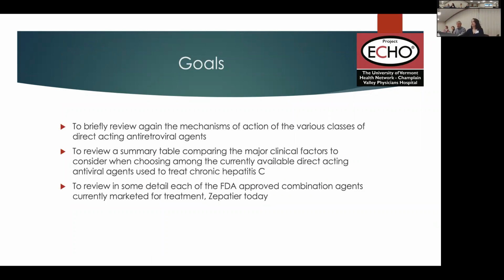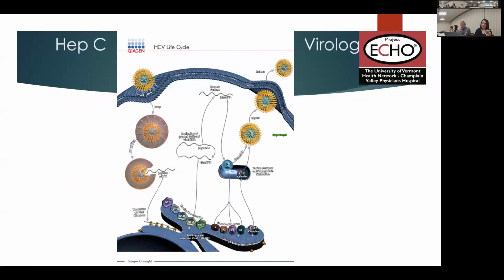So the same goals we've had before with all these different drugs. This is our fourth and final combination agent that we wanted to talk about. And again, the goals are the same. Review the mechanisms of action, look at a summary of some of the major characteristics of the drug, and then review some of the clinical data that led to the approval of this particular combination. So again, you've seen the slide enough now.